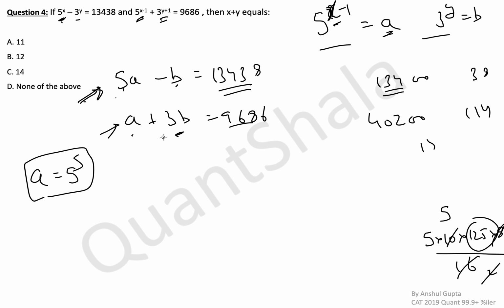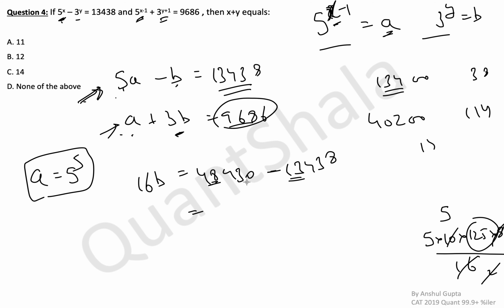Now for calculating B, similarly, we'll multiply the second equation with 5 and subtract both the equations. So on the left hand side we'll get 16B. On the right hand side we'll get 5 multiplied by this, which is very easy to calculate. It will be 48430 minus 13438. Subtract this, 48,000 minus 13,000 is 35,000. 35,000 minus an extra 8, 34,992.